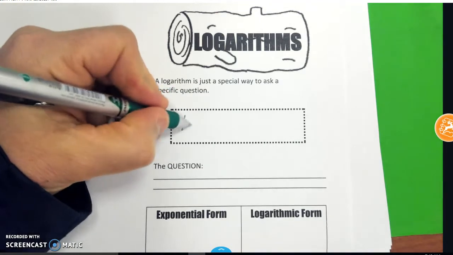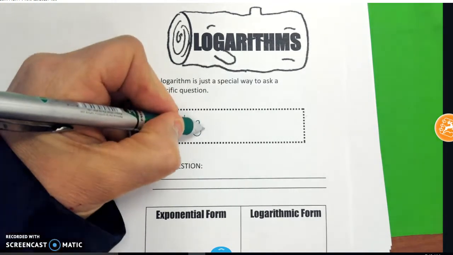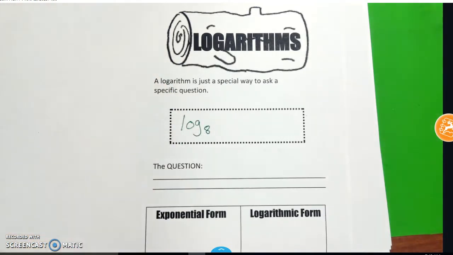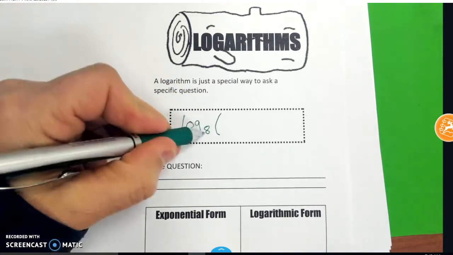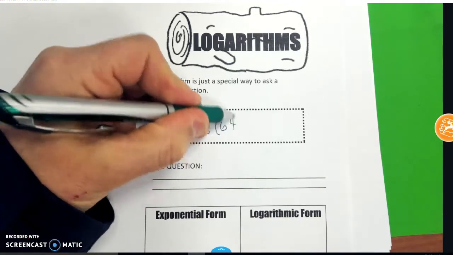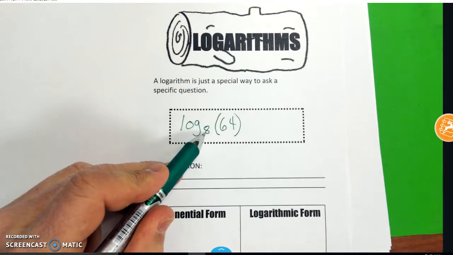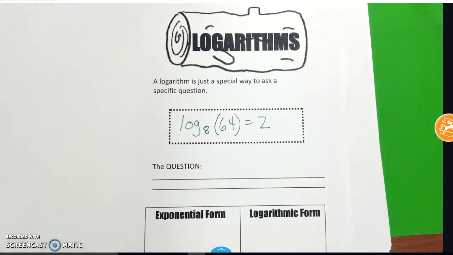First of all, you're going to have the word log, short for logarithm, and it's going to have a base. You're going to log base 8. Now the base is written small and down low. So log base 8 of 64. So you're asking your base, how many times am I multiplying 8 to get to 64? And I'm multiplying 8 twice.